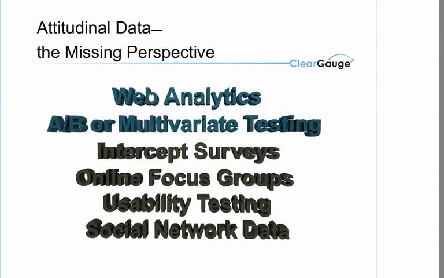So just remember that attitudinal data, which comes from doing intercept surveys where you briefly ask visitors, why are you here? Did you get what you were looking for? How did you feel about it? That kind of data is going to give you another depth of perspective that you really need, as would online focus groups and usability testing, where you have the ability to qualitatively ask visitors about their experience.